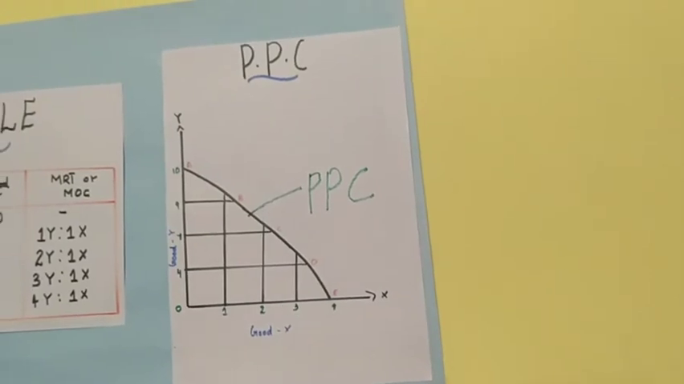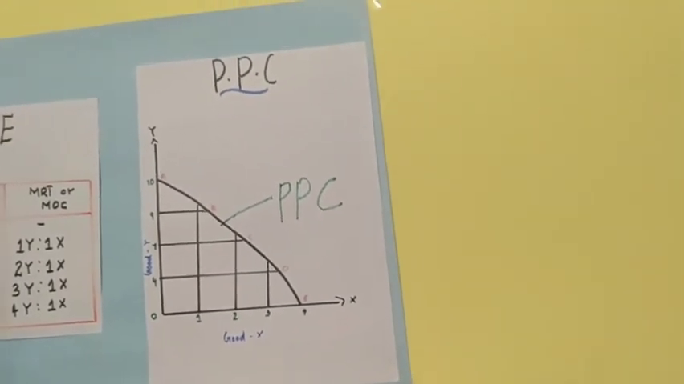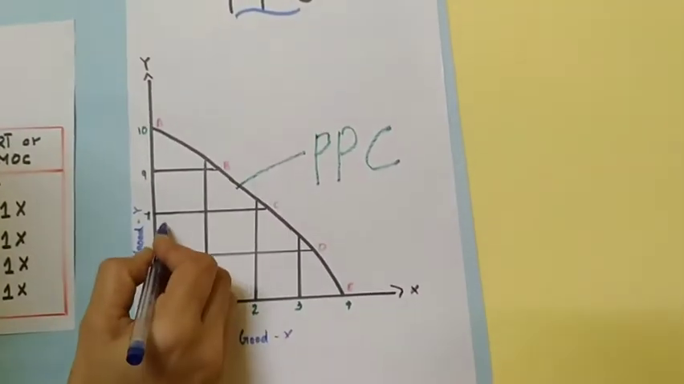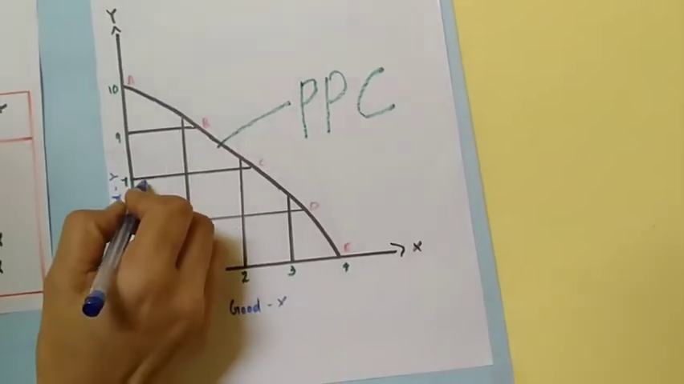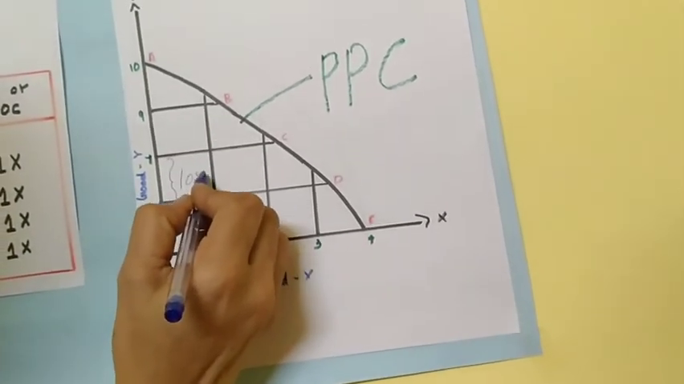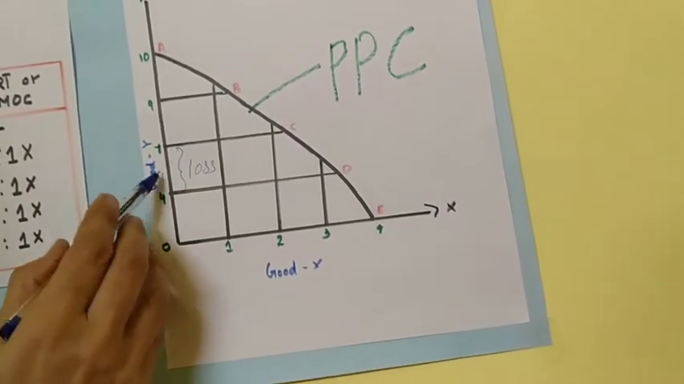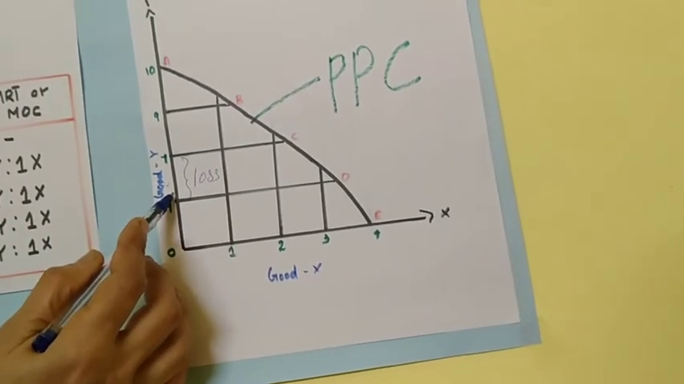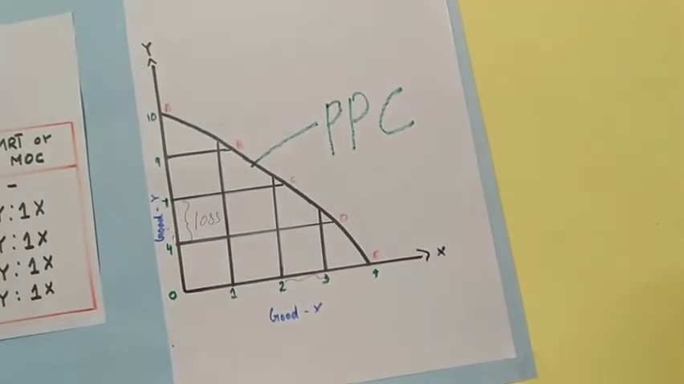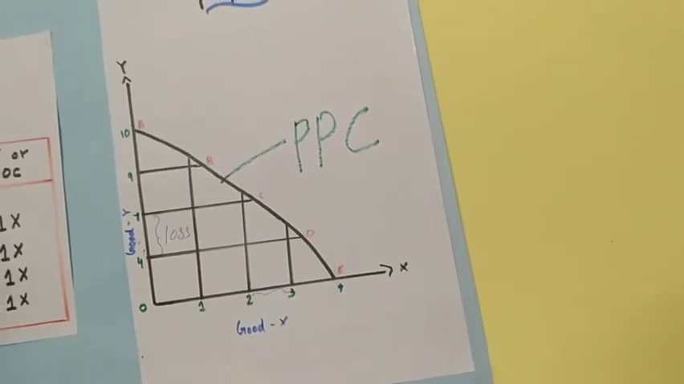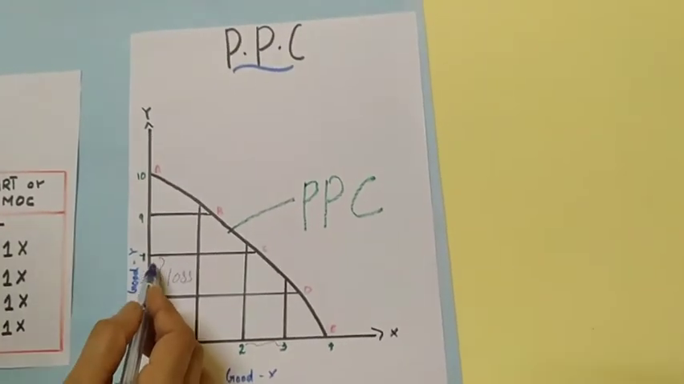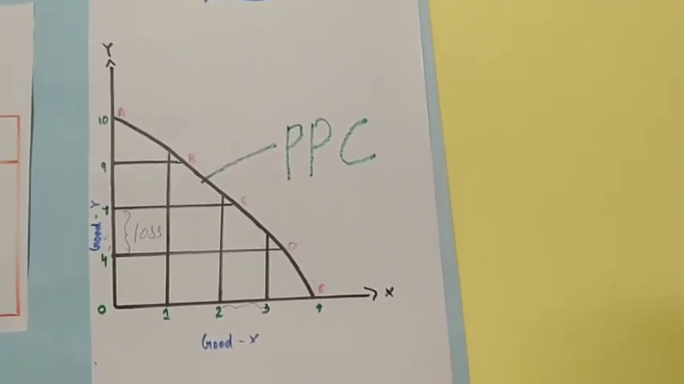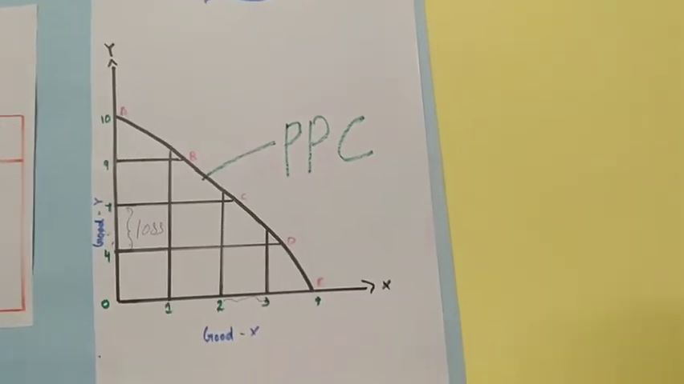And here we can see some loss and gain. We can take this area, 7 and 4. This is the loss of what? Good y. For what? For producing x. Gain. For getting or producing more of x, we are sacrificing this amount of y. There is a loss for a gain. That is what is called MRT or MOC.